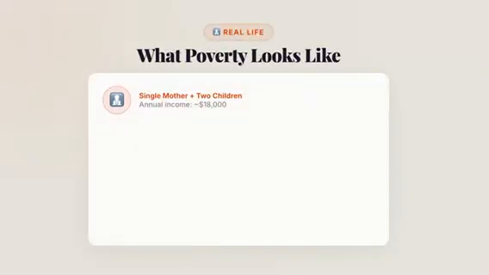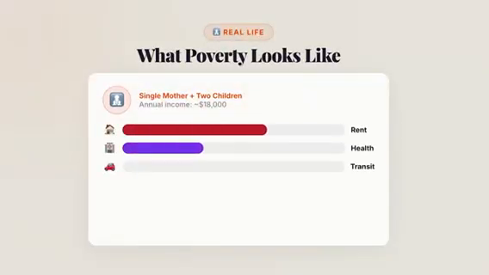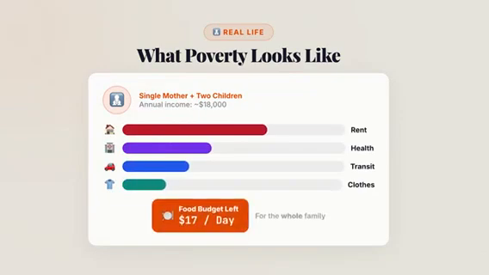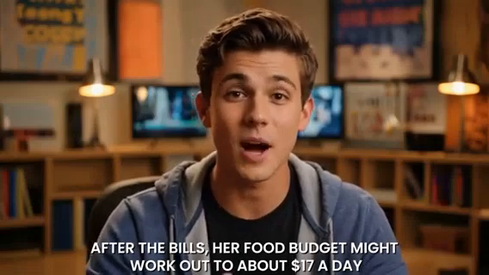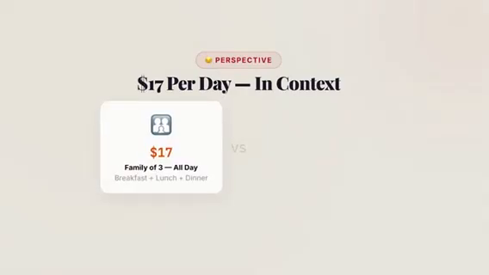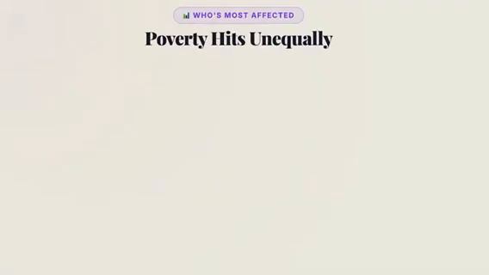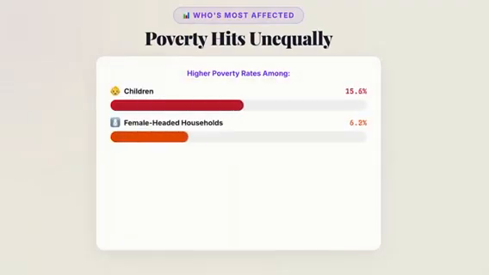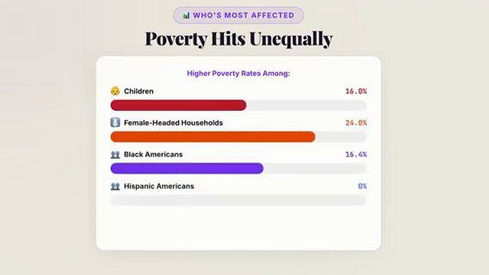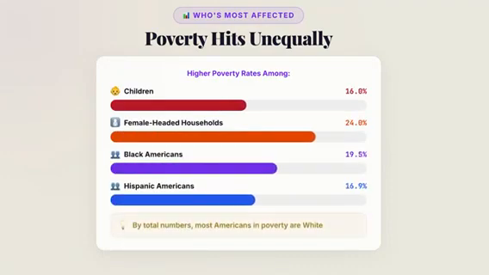Picture a single mother with 2 children trying to cover rent, healthcare, clothing, and transportation on roughly $18,000 a year. After the bills, her food budget might work out to about $17 a day for the whole family. In most cities, $17 barely buys one appetizer at a restaurant. Poverty doesn't hit all groups equally. Rates are higher for children, for Black and Hispanic Americans, and for female-headed households. Still, because of population size, most Americans living in poverty are white.